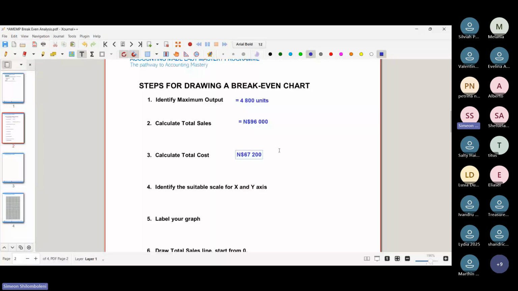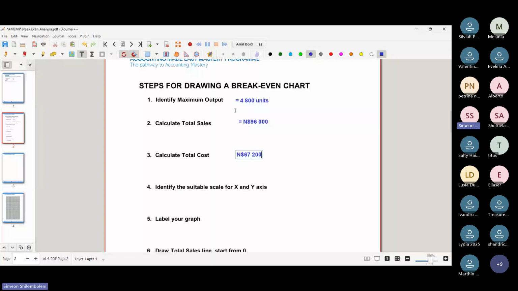So all of us are able to get these three amounts, isn't it? Or is there anybody who couldn't get those three amounts? The maximum units, the total sales, and the total cost. Those are the three amounts that we need.